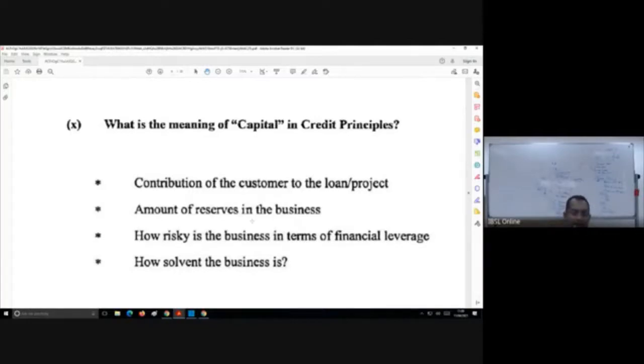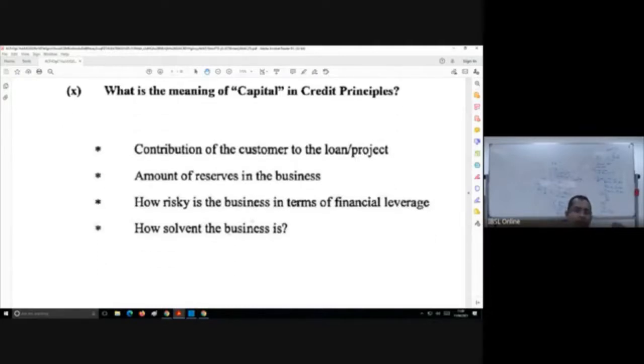How solvent the business is, that is the gearing, long-term debt and long-term capital part. So that counts for 10 small questions, which is 20 marks. So try to capture the maximum on this.